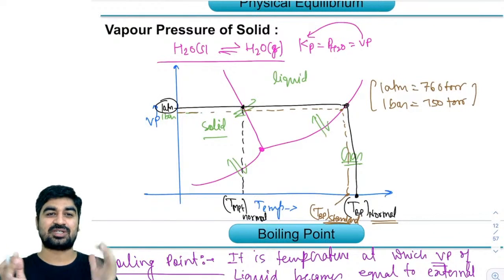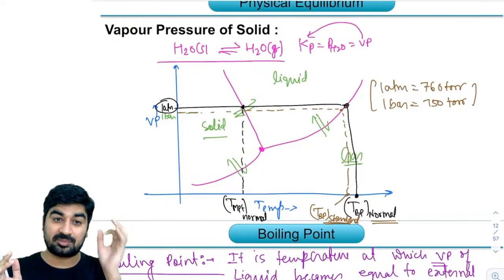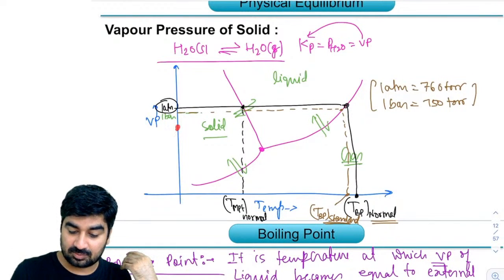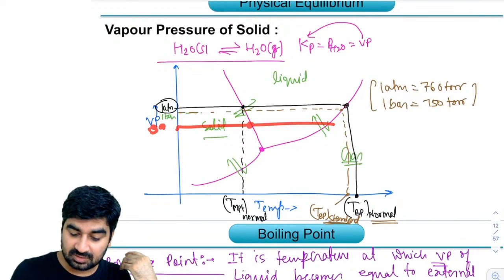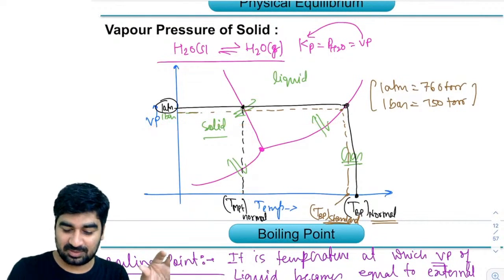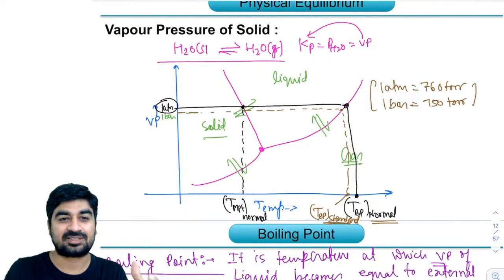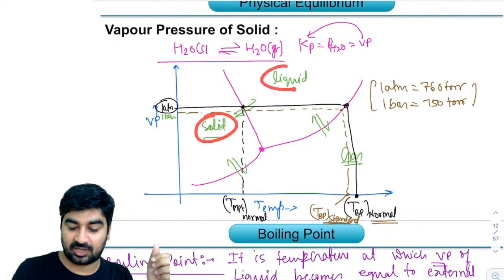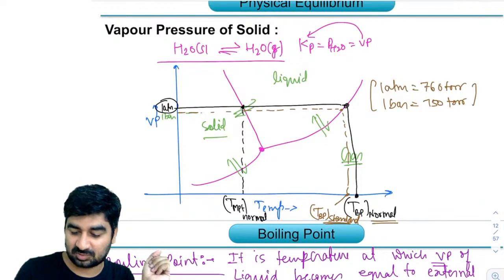Again, if you are going to change the external pressure, your melting point may also change. Yes, if you are taking a different external pressure, then guys, this would be the melting point. Although the difference would not be much, because it would be very small. But this is the normal melting point. So at normal melting point, the vapor pressure of solid and liquid will be the same. So note it down.